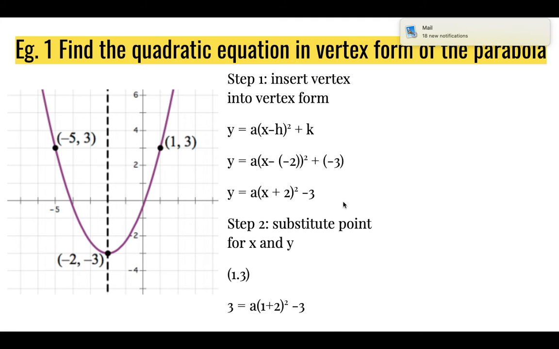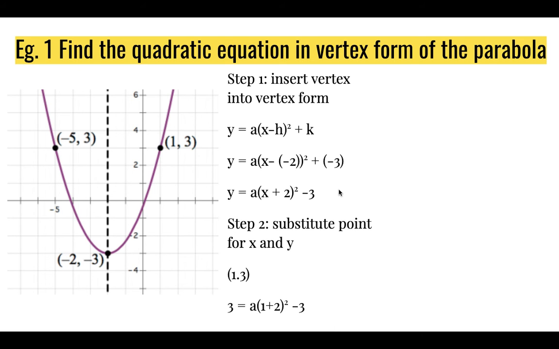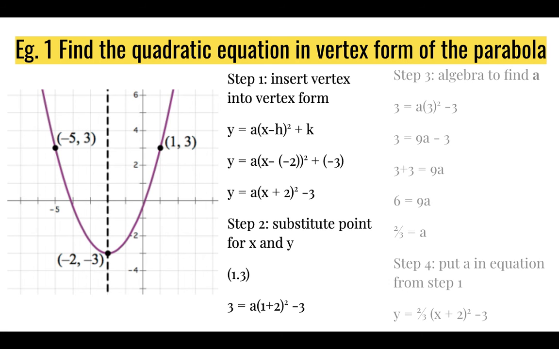Okay, so if I put in 3 for y and 1 for x, we get 3 equals a times (1 plus 2) squared minus 3. Now we're going to simplify that expression and do algebra to find our a. So 1 plus 2 is 3 squared, and 3 squared is 9. So we get 3 equals 9a minus 3.